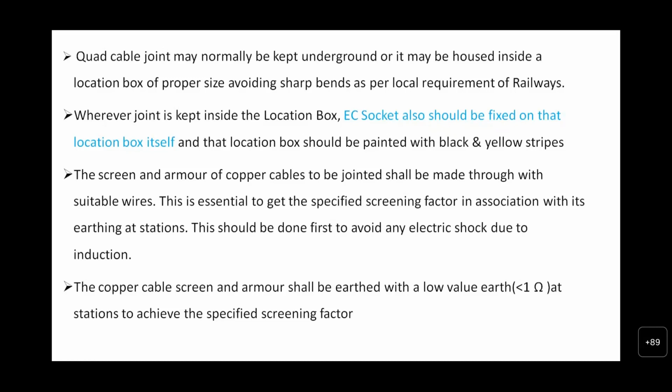The screening and armor of the copper cable to be jointed shall be made continuous with a suitable wire. This is essential to get the specific screening factor in association with its earthing at the station. This should be done first to avoid electric shock due to induction. Copper cable screen and armor shall be earthed with a low value earth, less than 1 ohm, at the station to achieve the specific screening factor.